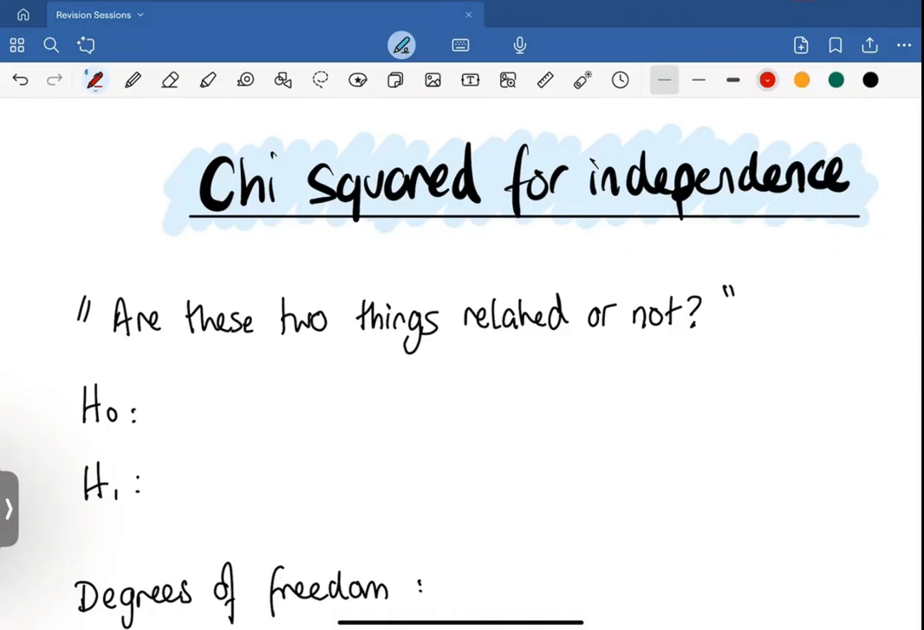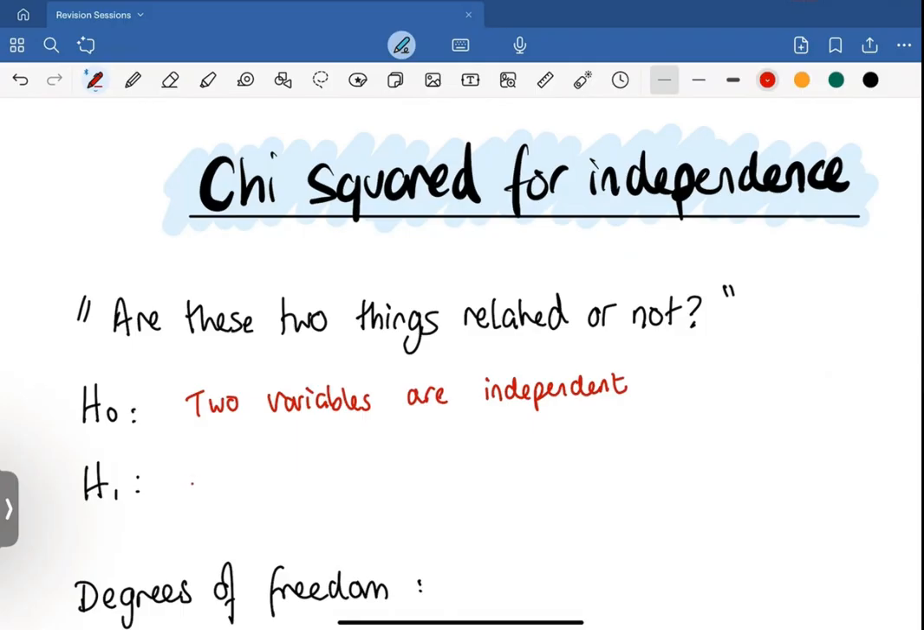So H0 is that the two variables are independent. They don't have any relation to each other. It doesn't matter whether you're male or female, like your favorite fruit. It's not based on your gender.